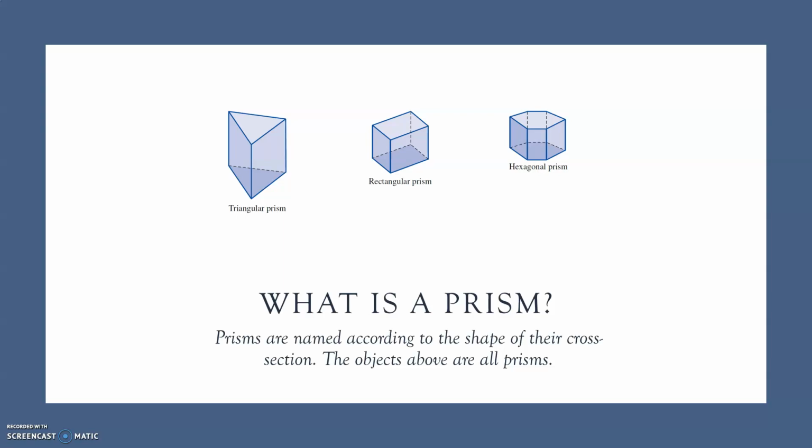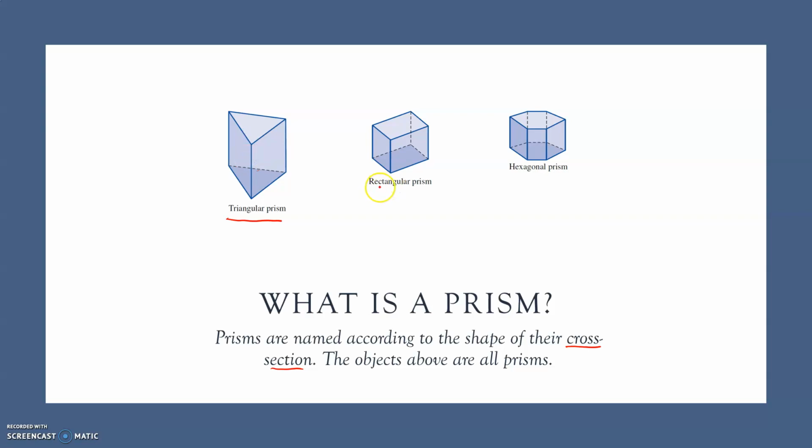Okay, so we name prisms according to the shape of their cross sections. The word cross section means the same side that got stacked upon. So for example, the first one we look at is called a triangular prism. Why is that the case? It's because the cross section, the same side here, is a triangle. So we call that a triangular prism.